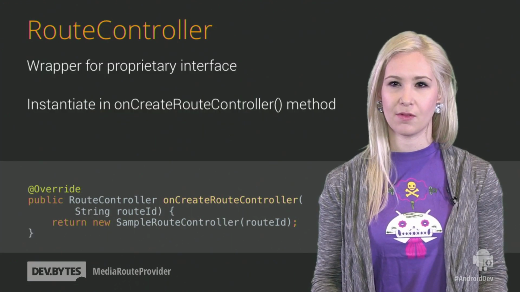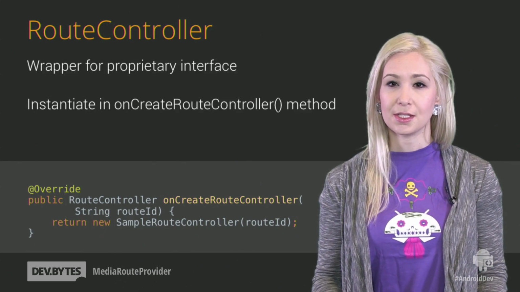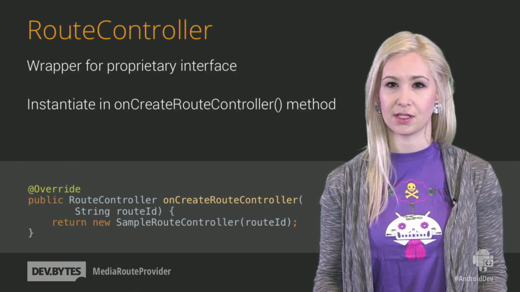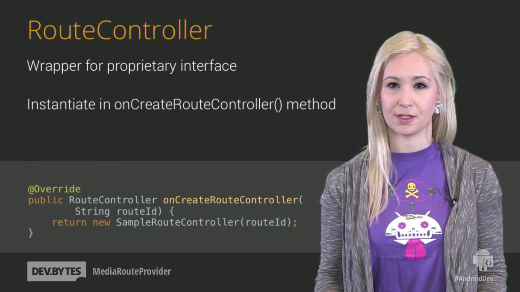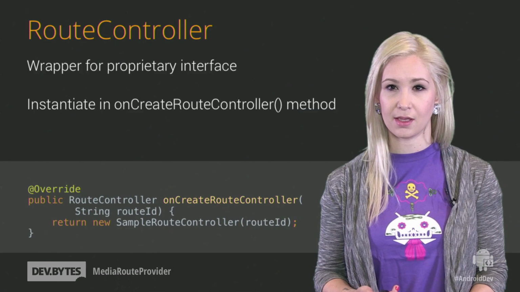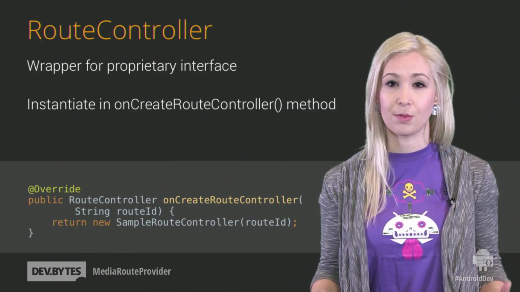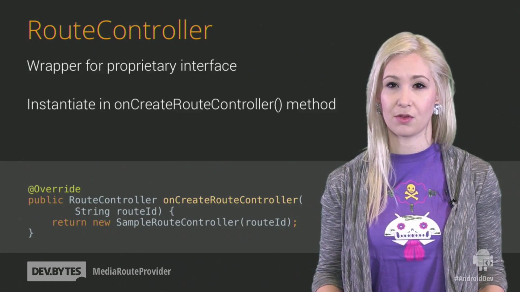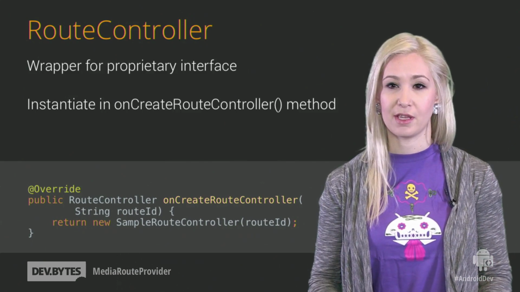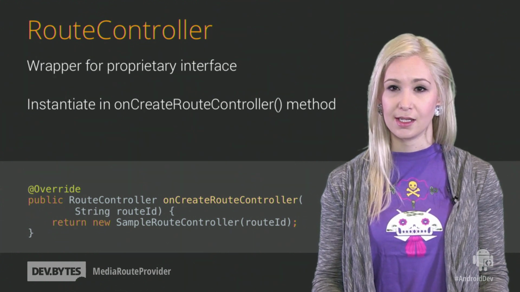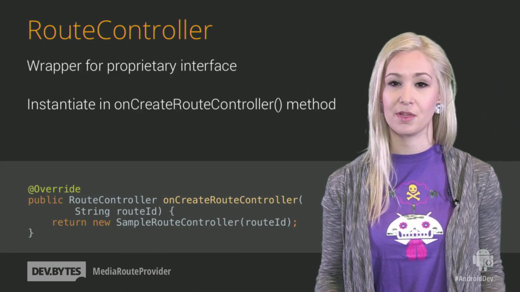Next, you need to implement a route controller class that extends MediaRouteProvider route controller. This class handles the actual media control requests from other applications supported by your route, anything you defined in your intent filters, including playback controls, queuing, and session features. This route controller class acts as the wrapper for the proprietary interface to your media playback equipment. This is where the magic happens. Your implementation will depend on your specific media device. And finally, it should be instantiated in this helpfully named method onCreateRouteController of your MediaRouteProvider.